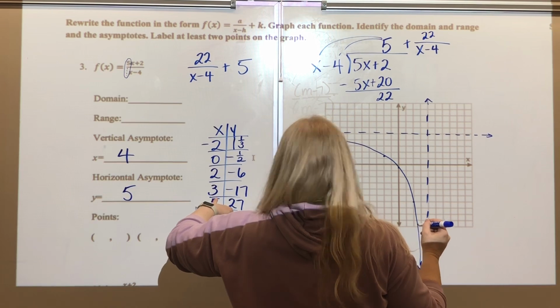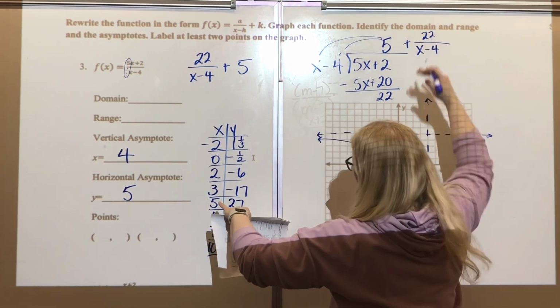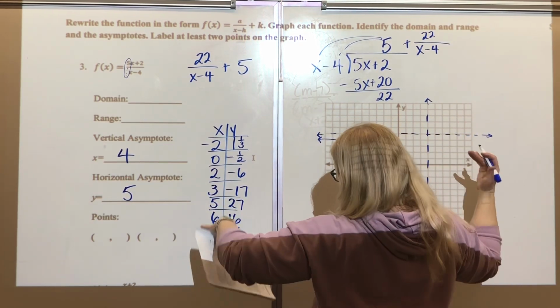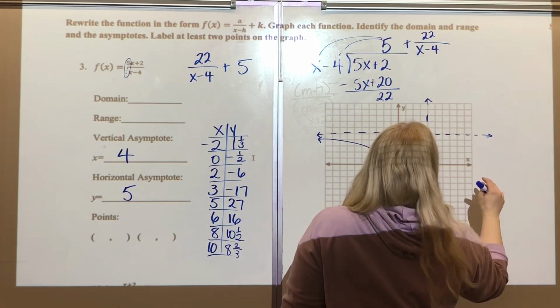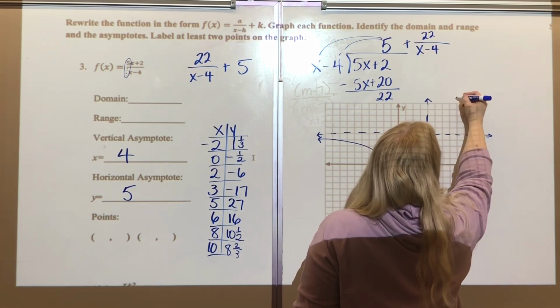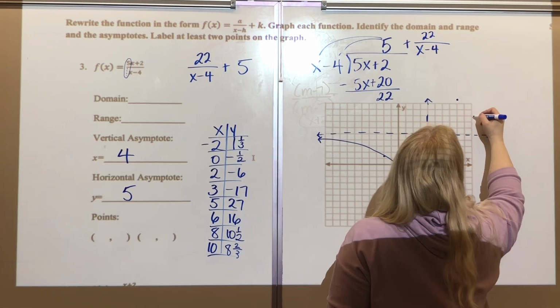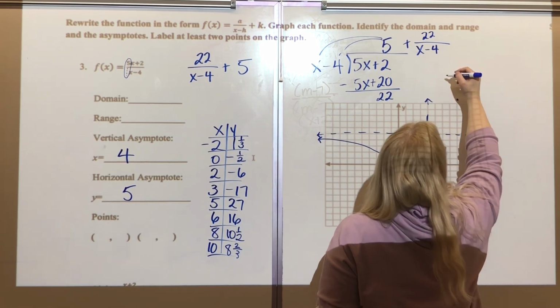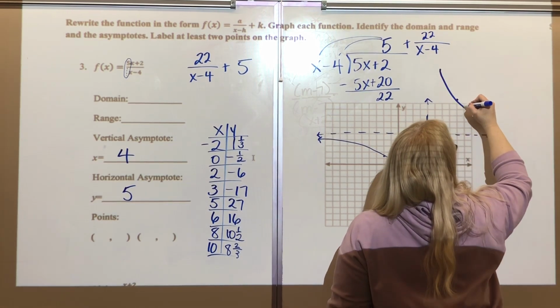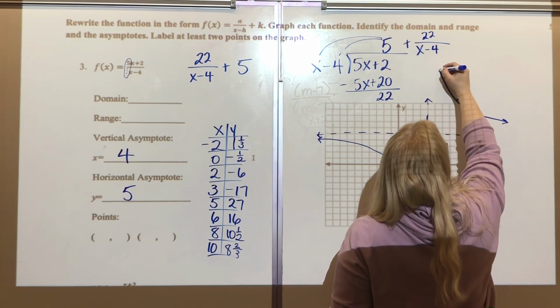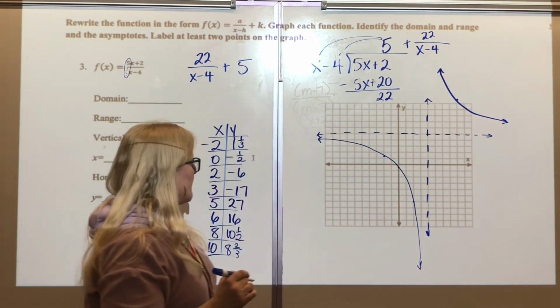Then we've got 5, 27, whoop, that's way up there. 6, 16, that's way up there too. 8, 10 1/2, about right there. And 10, 8 2/3 is about right there. So it will look like that.